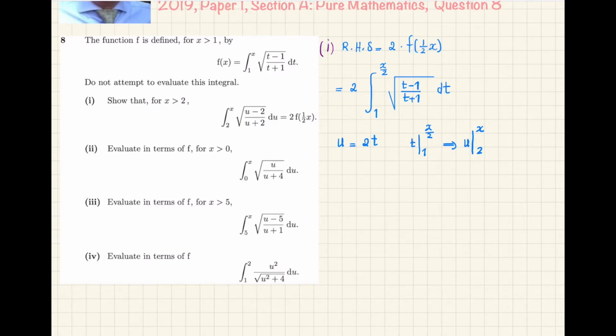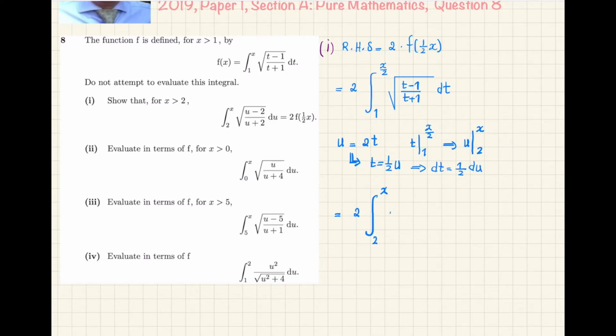So let me copy paste this 2, and instead of this integral going from 1 to x over 2, I run it from 2 to x. So this becomes 2 times the integral from 2 to x. But when I change the variable, the integrand and the differential should all be written in terms of my new variable u. That is easy, because u equals 2t implies that t is u over 2, and this in turn implies that dt is 1 over 2 du. Now I will replace everything here.